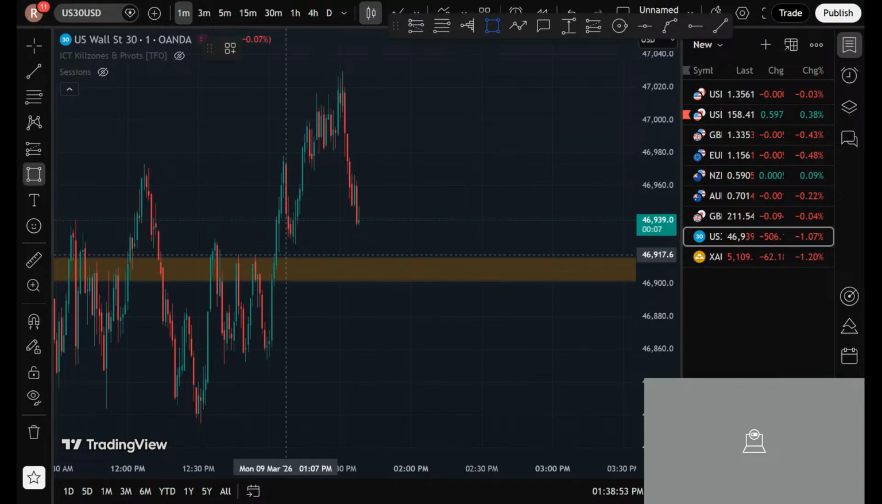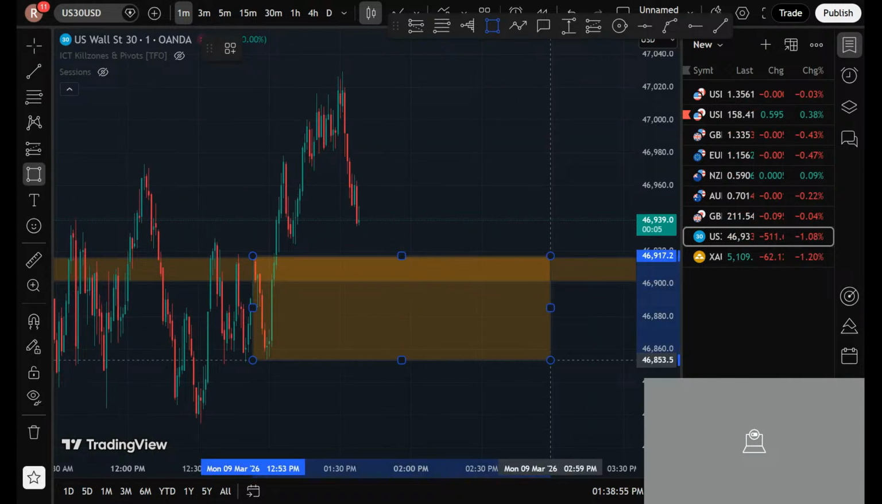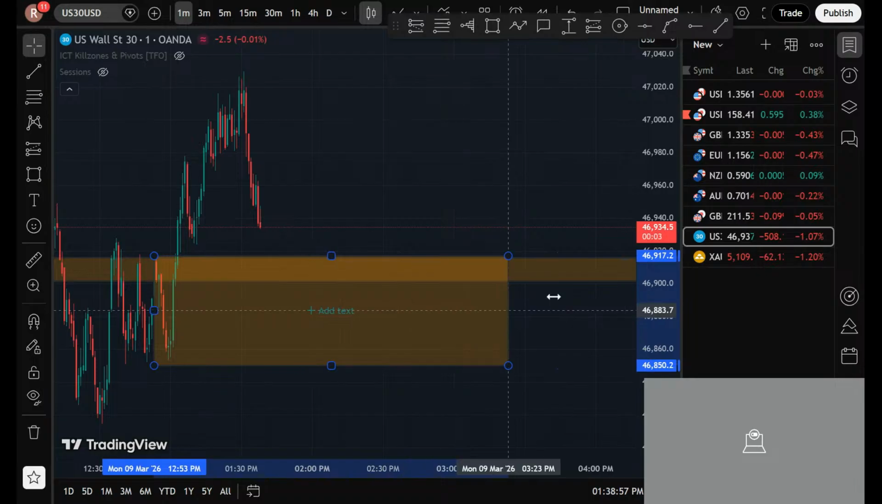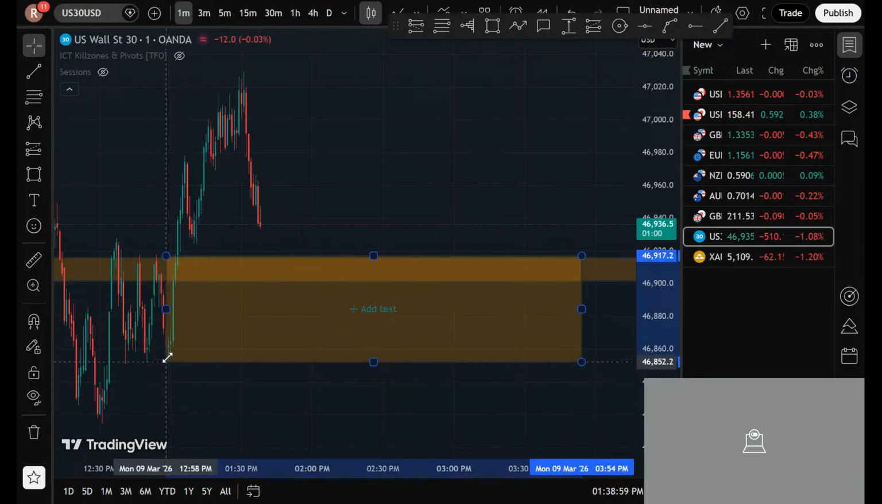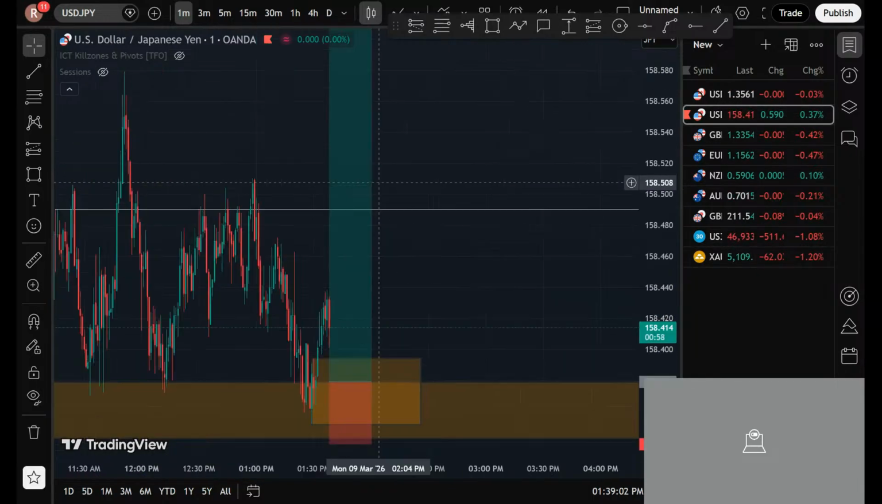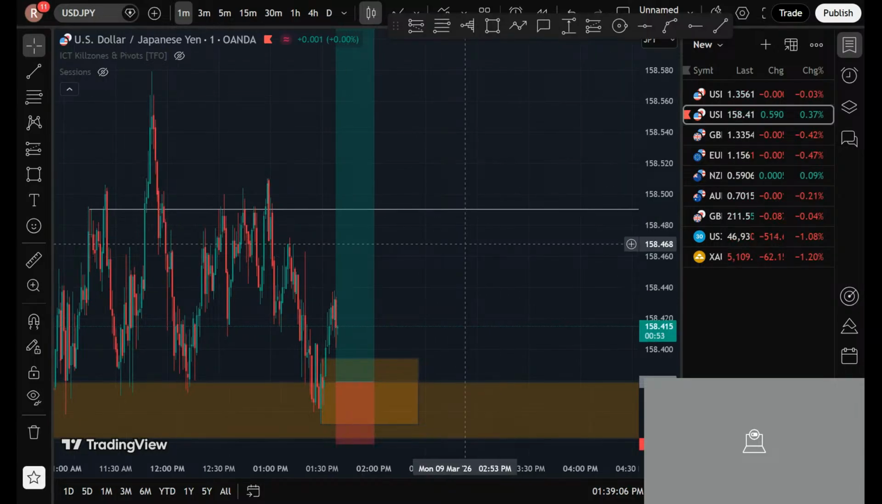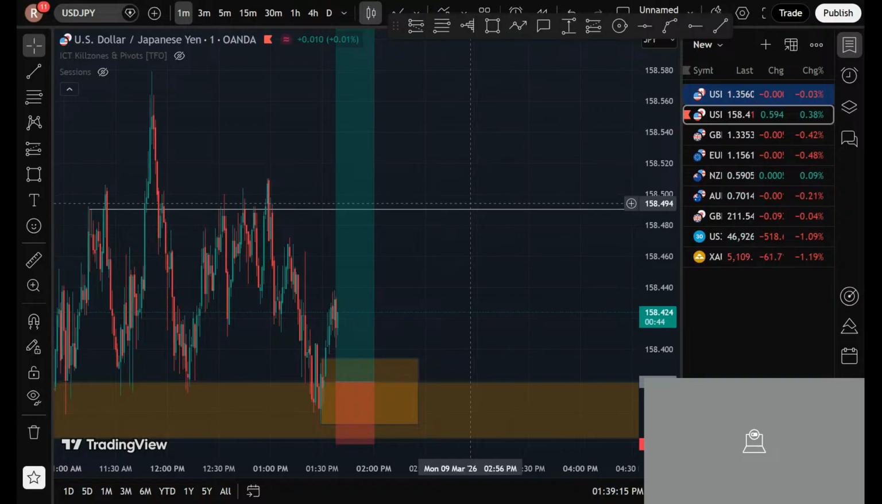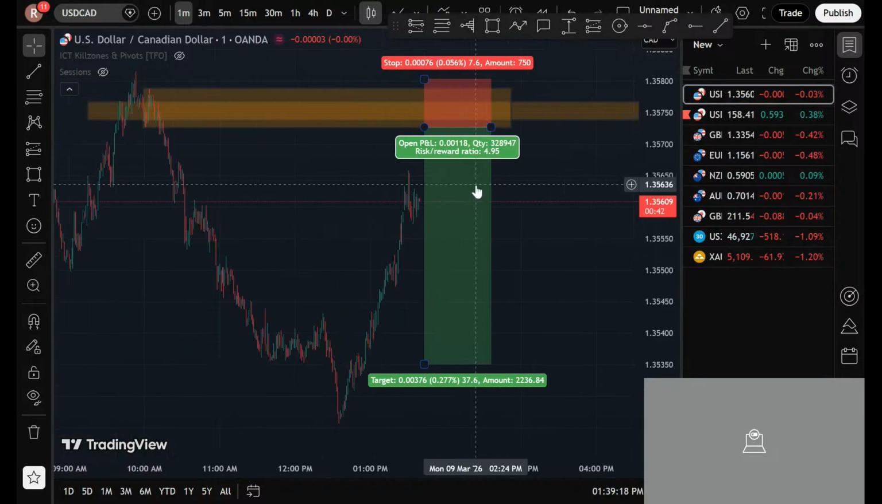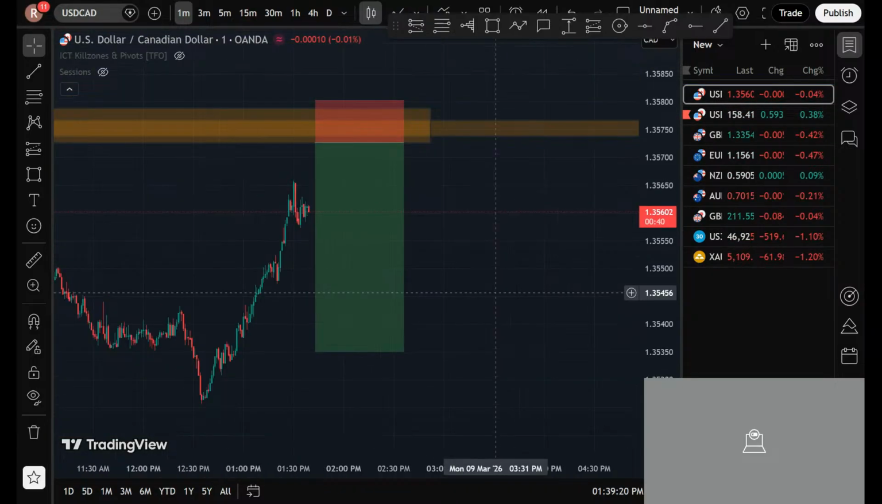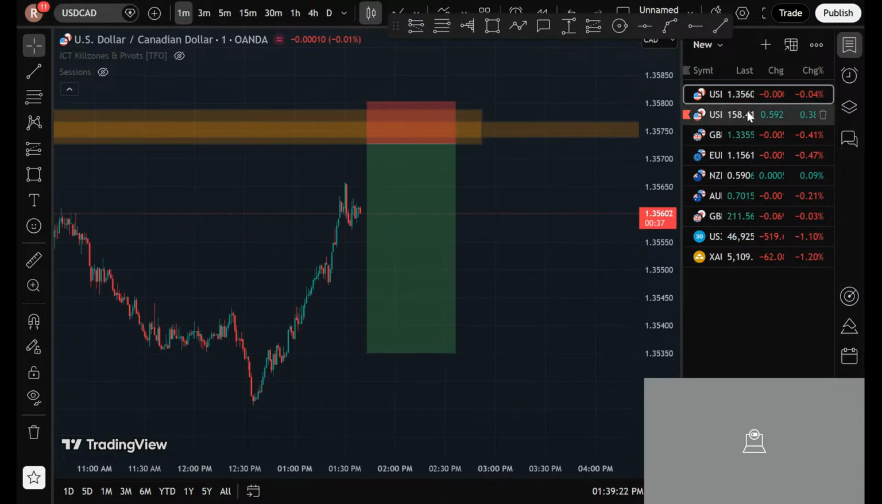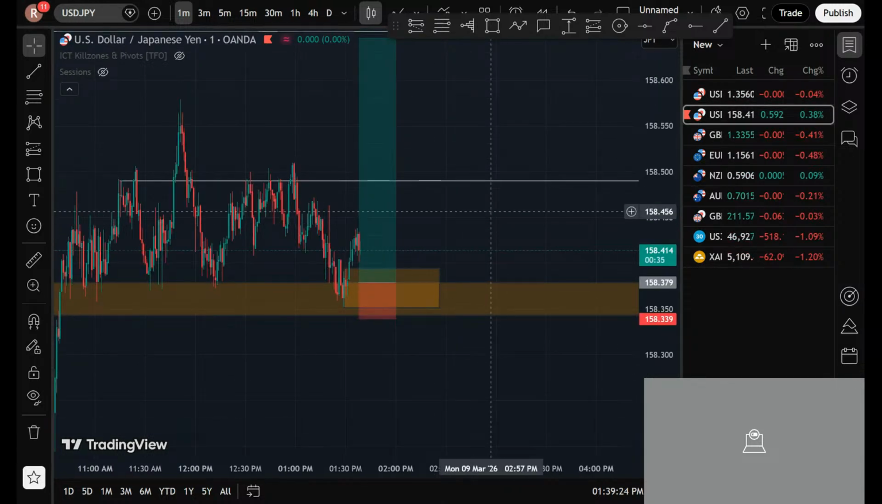but this is a huge order flow. But USD JPY and USD CAD. If USD CAD comes to this zone, it would be so good.